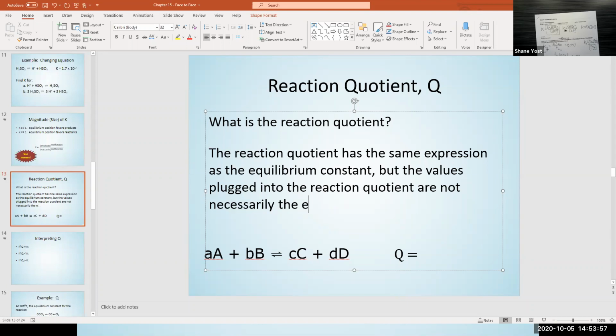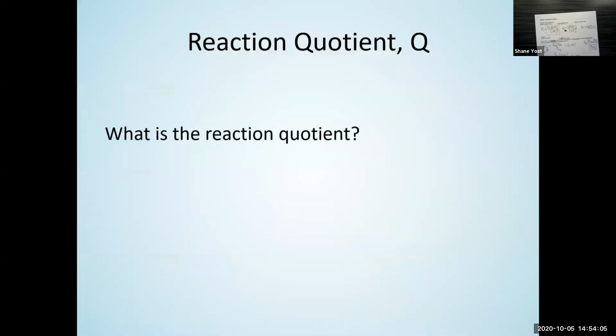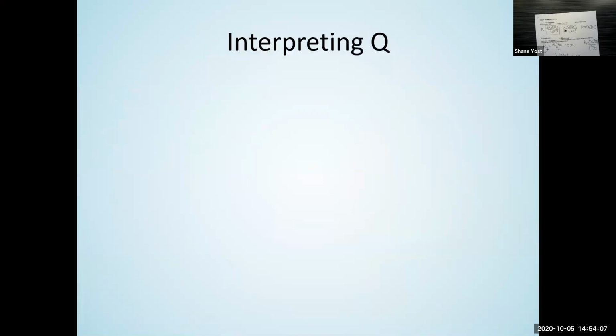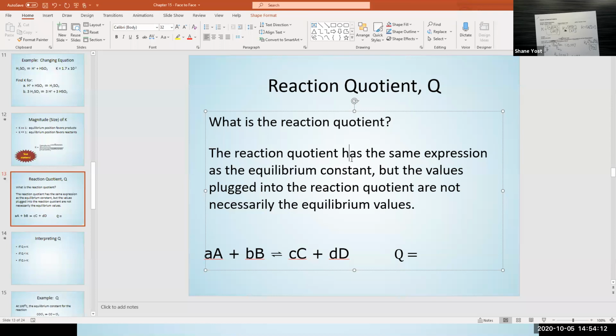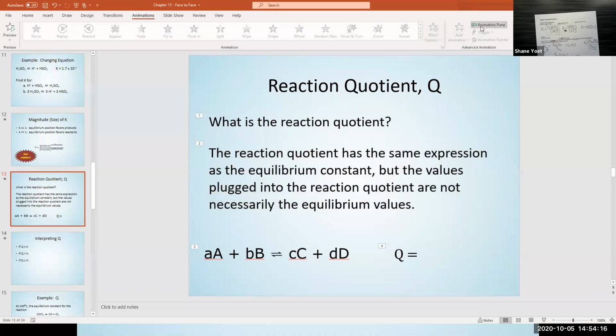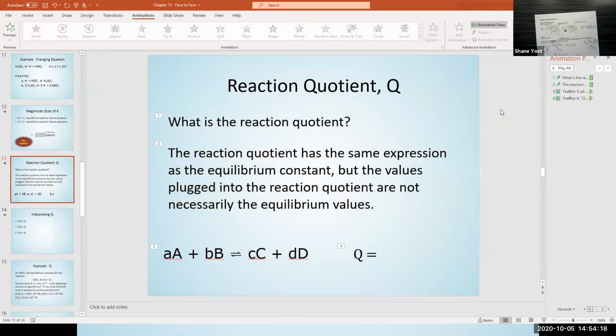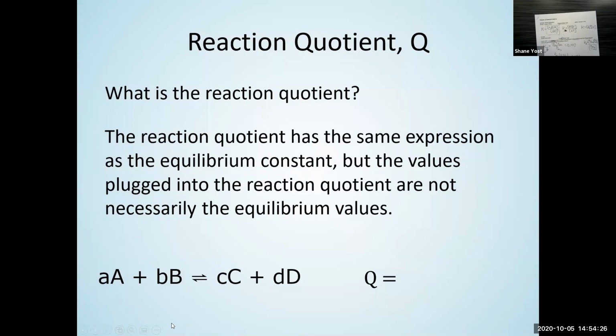Oh, my finger is off on the keyboard. What happened there? I'll just get rid of all the animations on this slide, since I don't know what's going on. All right, there we go.